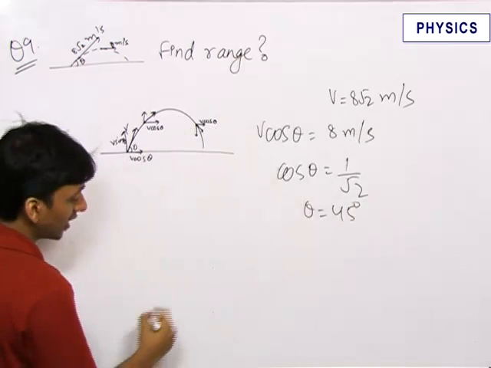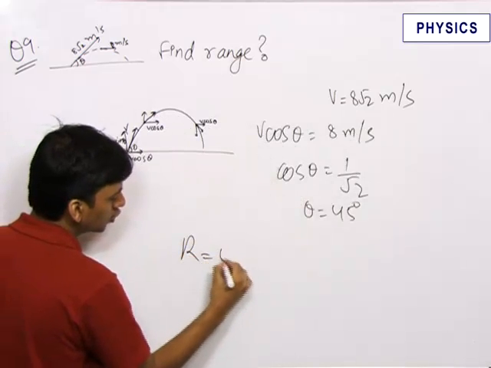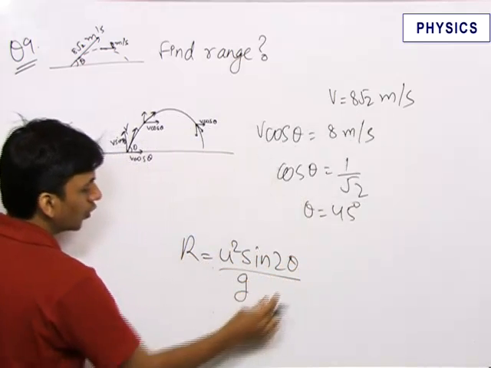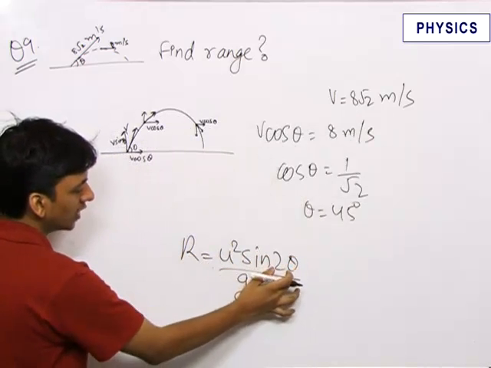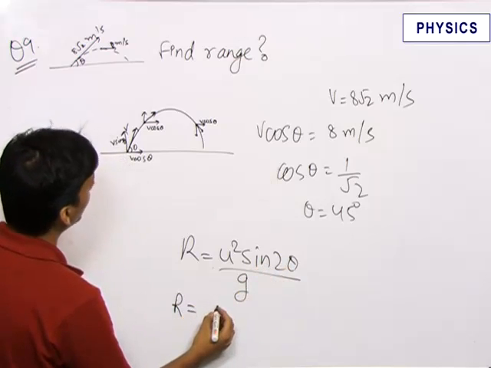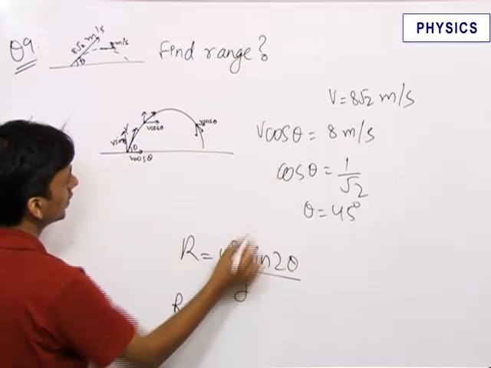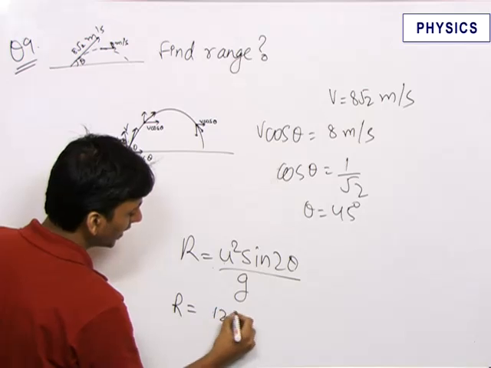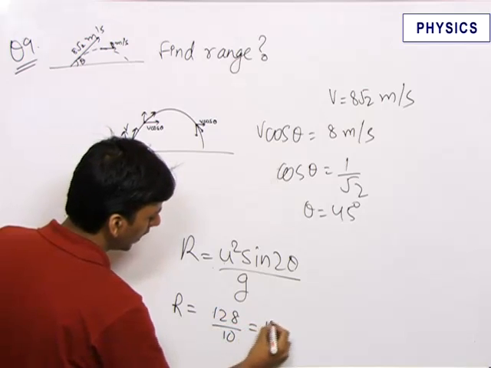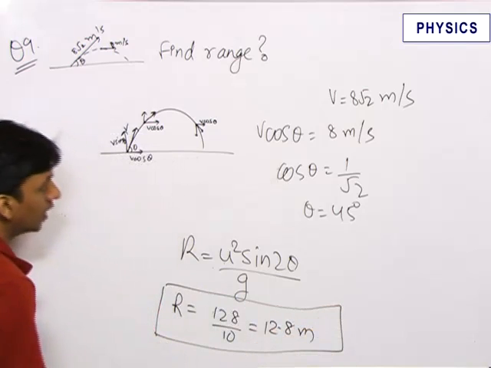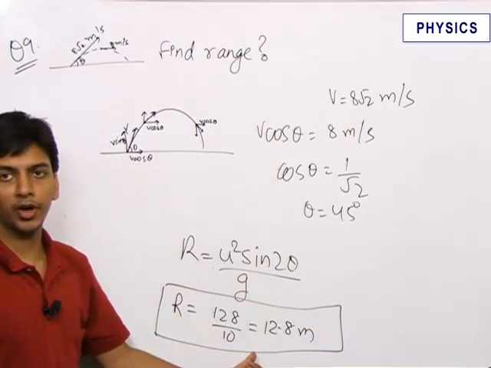Now we need to find out the range. Range, as we know, is equal to u squared sin 2 theta by g. We know theta is equal to 45 degrees, therefore sin 2 theta is sin 90 degrees, that is 1. Therefore we get the range as u squared upon g, where u was the initial velocity, which is v. So u squared comes out to be 128 upon 10, that is equal to 12.8 meters. So the final answer stands as the range of the projectile is 12.8 meters.